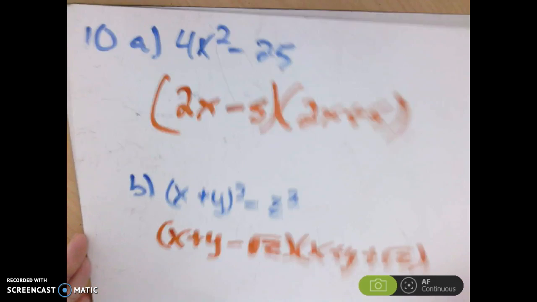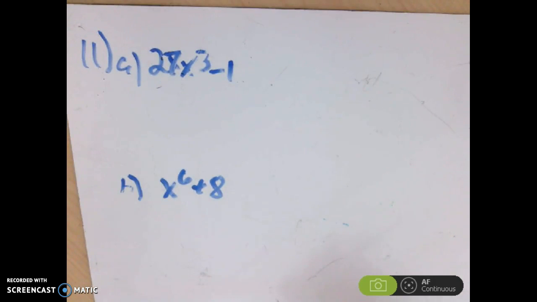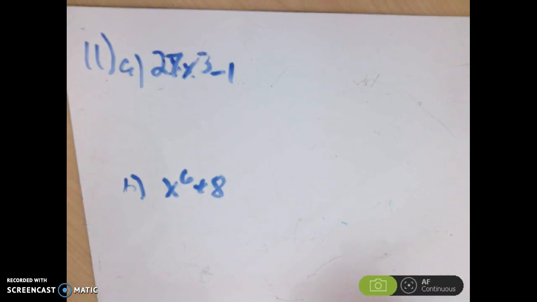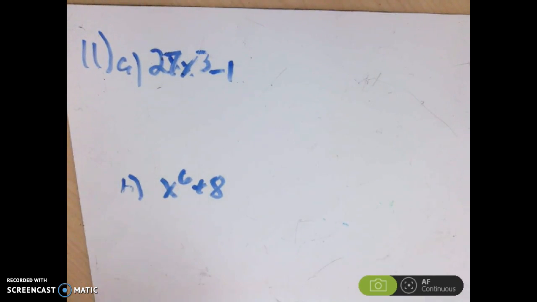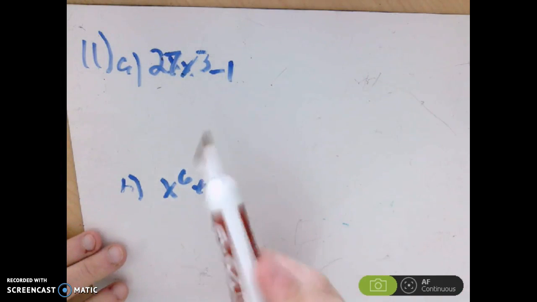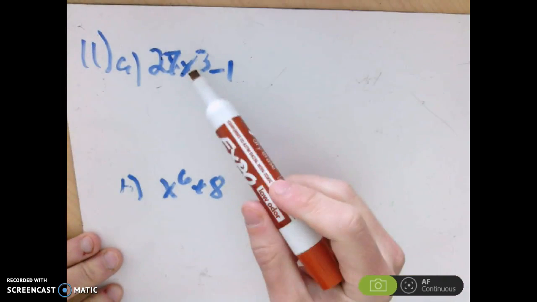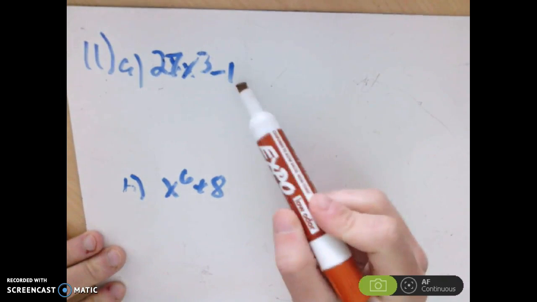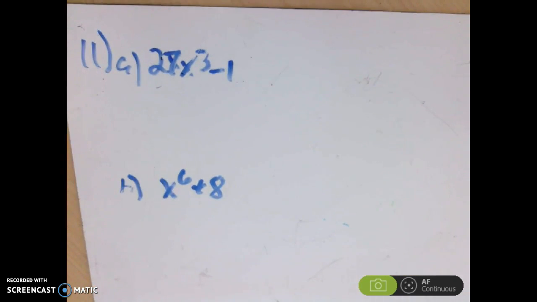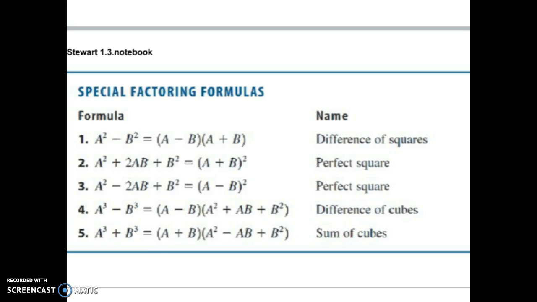Okay, and now let's look at 11. So now I have 27x cubed minus 1, and then I have x to the 6 plus 8. What I notice here is I have cubes, and here I have a minus sign. So let's look back at our guide and see which one we can use. We have cubes and we have a minus sign. So we're going to use this difference of cubes formula, a minus b times a squared plus ab plus b squared.